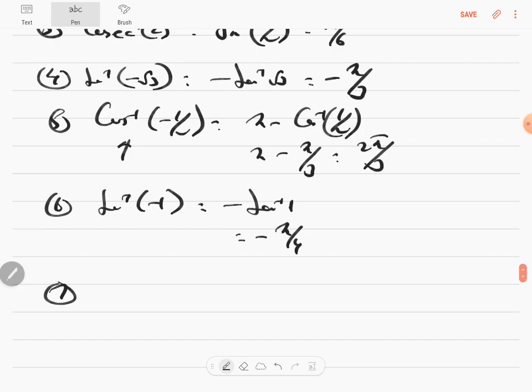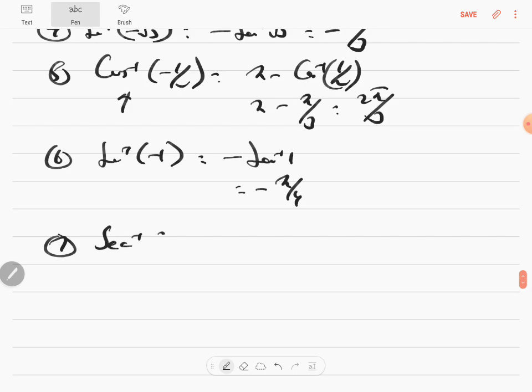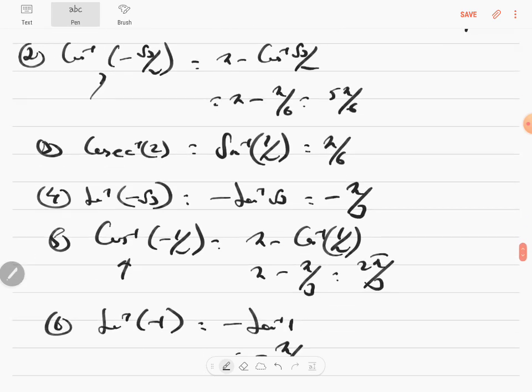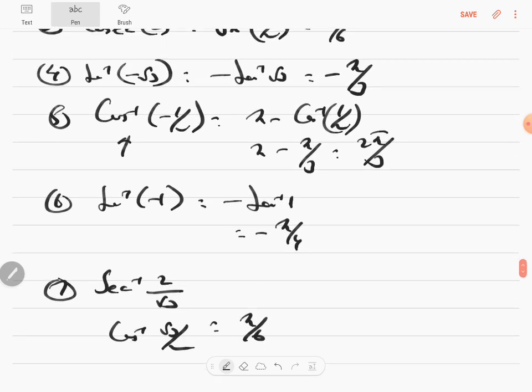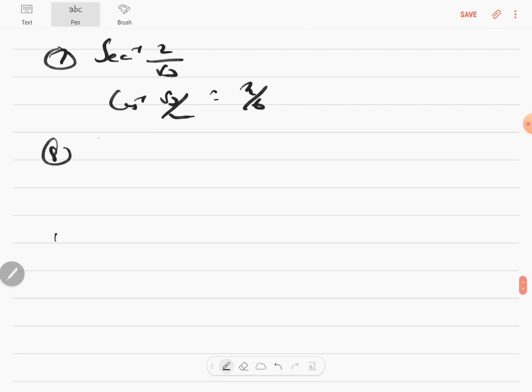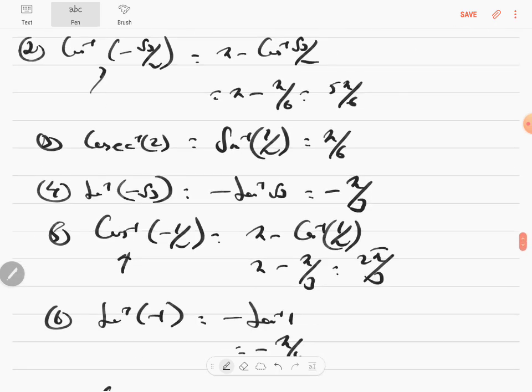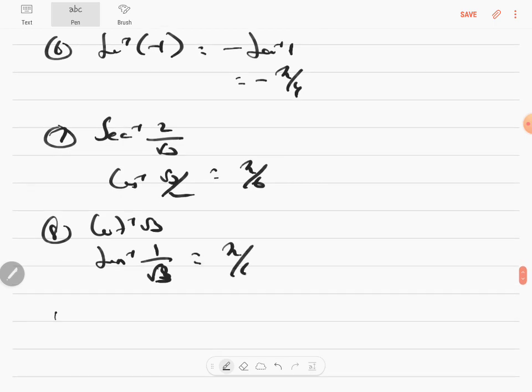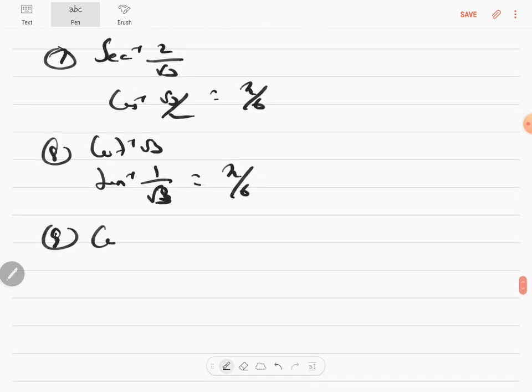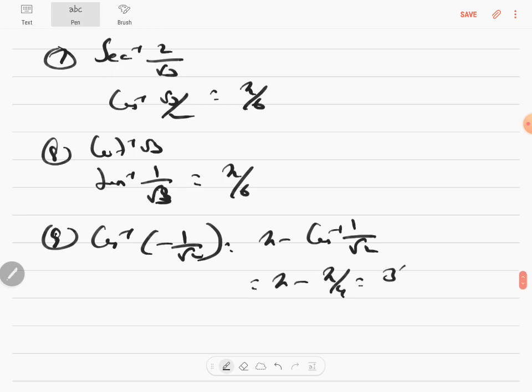Let's go to the seventh question. Secant inverse of 2 by root 3 will be cos inverse of root 3 by 2. Cos root 3 by 2 is at 30 degree, which is pi by 6. Let's go to the 8th question. Cot inverse of root 3 will be tan inverse of 1 by root 3. Tan inverse of 1 by root 3 comes at tan 30, which is pi by 6. Let's go to the 9th question. Cos inverse of minus 1 by root 2 is a negative argument, which is pi minus cos inverse of 1 by root 2, which is pi minus pi by 4, which is 3 pi by 4.